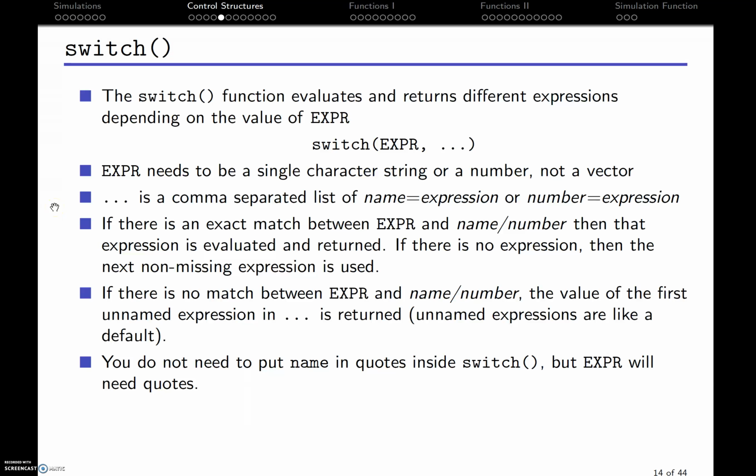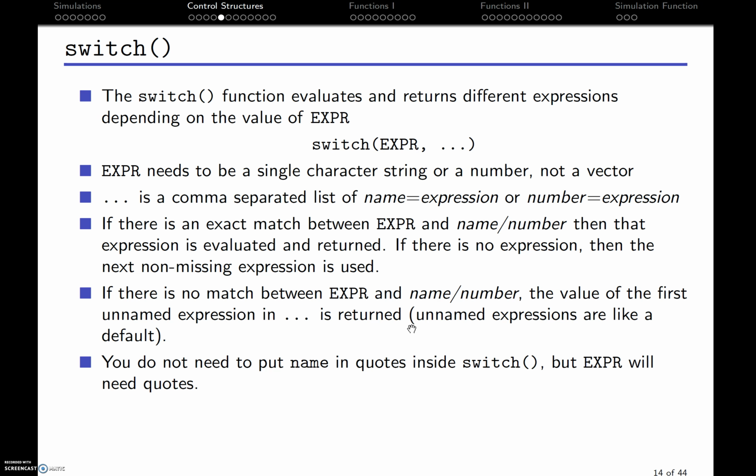So we have a comma separating the list of the name or the number expression. If there's an exact match between your expression and your name or number, then that expression is evaluated and returned. If there is no expression, then the next non-missing expression is used. We'll see this in a moment. If there is no match between expression and the name or number, then the first unnamed expression is returned. Okay, so we'll see this again in a moment. You don't need to put name in quotes inside switch, but expression is going to need quotes.